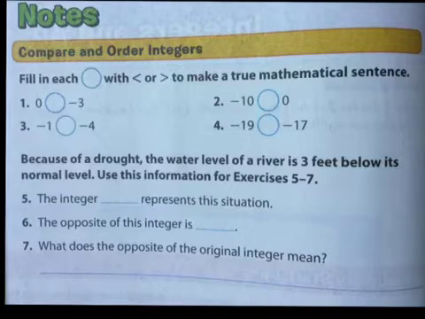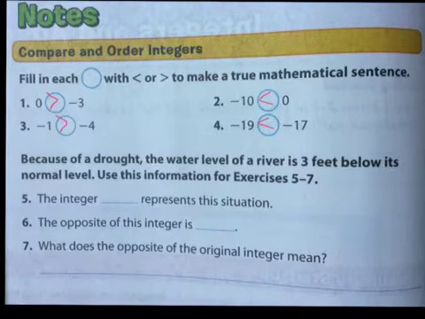Okay, let's fill them out. 0 and -3. Well, definitely 0 is greater than -3 because -3 means you're in a hole. So 0 is greater than -3. Number 2, -10 or 0. Yeah, -10 is definitely less than 0. Now, -1 and -4. -1 is greater than -4. And -19 is less than -17.